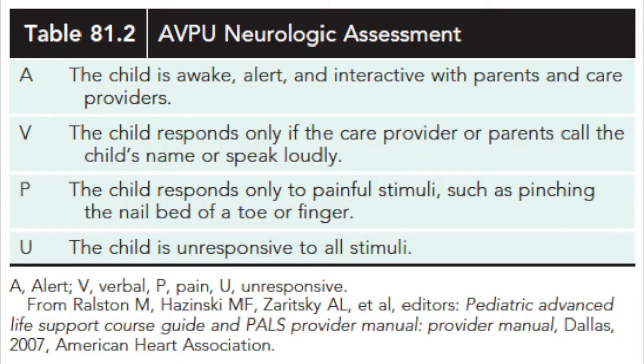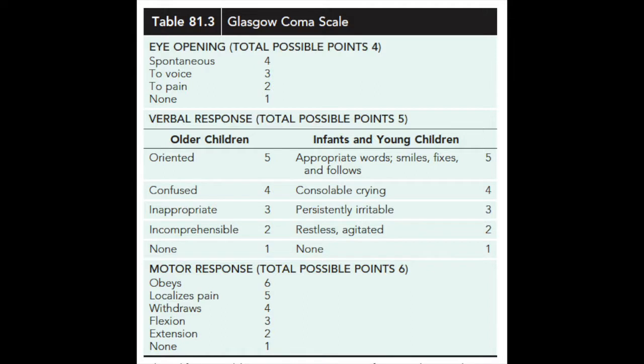Here is a table showing us if the child is awake, alert, or responds only to verbal stimuli or painful stimuli, or is unresponsive. Here is the GCS scoring in terms of eye opening, verbal response, and motor response.